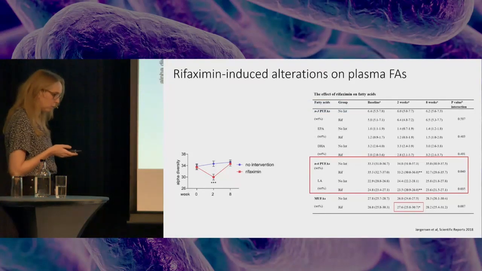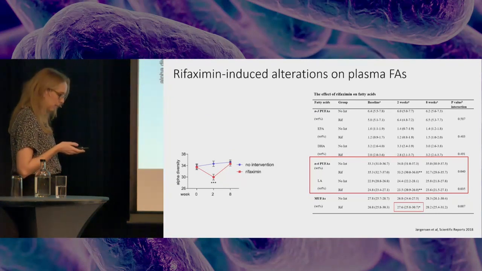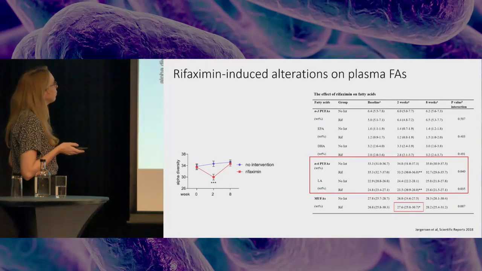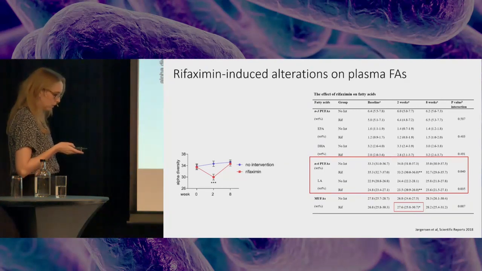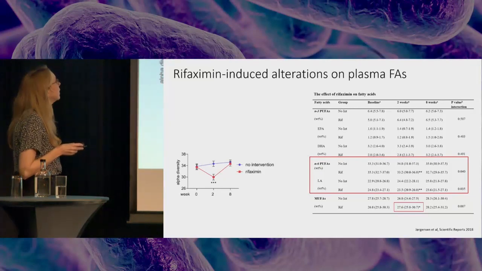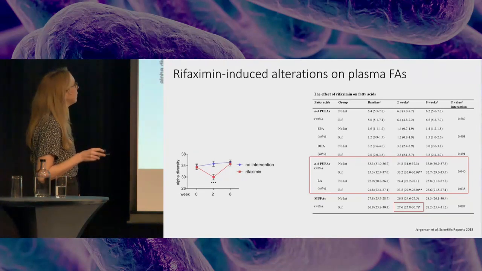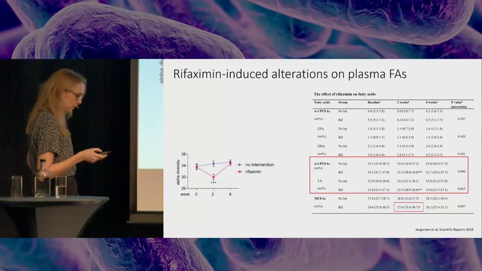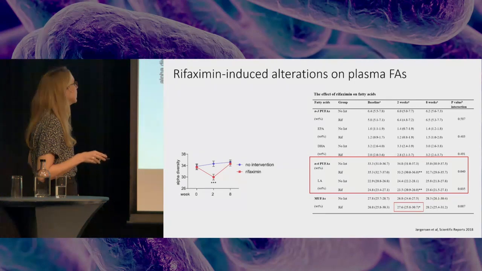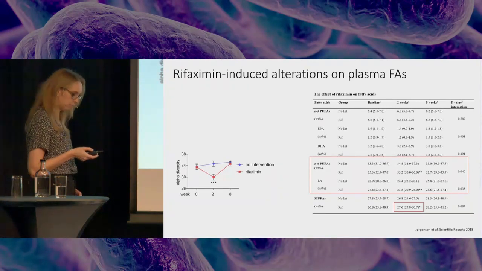And when we looked at the effect of rifaximin on N6 PUFAs, N3 PUFAs and MUFAs, we found that the group of patients that received rifaximin actually had a decrease in N6 PUFAs, and this was sustained even after 6 weeks of observation. And this was also true for LA, the main N6 PUFA. In contrast, for MUFAs, the patients receiving rifaximin actually had an increase, but the change was not sustained after 6 weeks of observation.